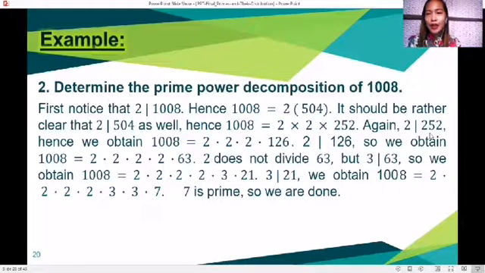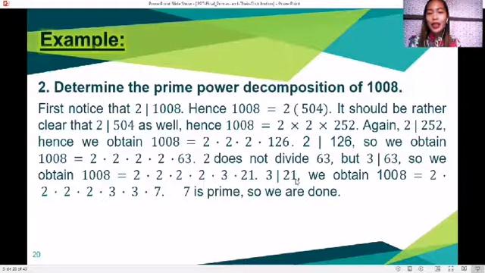Again, 2 divides 252. Hence, we obtain 1008 is equal to 2 times 2 times 2 times 126. 2 divides 126. So we obtain 1008 is equal to 2 times 2 times 2 times 2 times 63. 2 does not divide 63, but 3 divides 63. So we obtain 1008 is equal to 2 times 2 times 2 times 2 times 3 times 21.